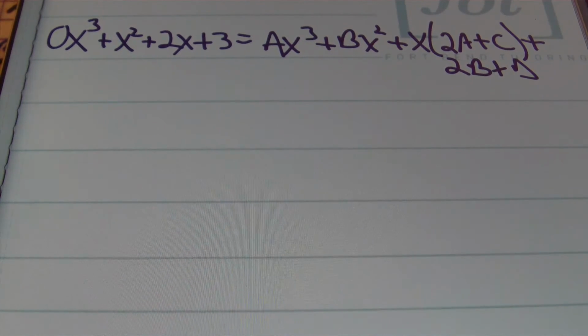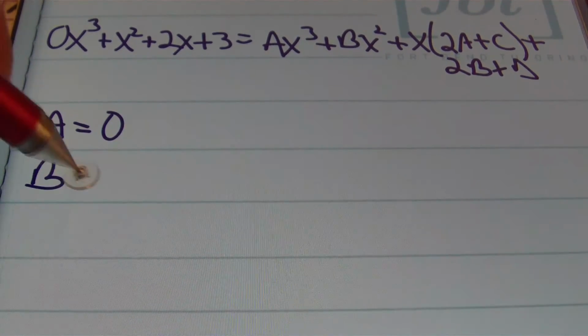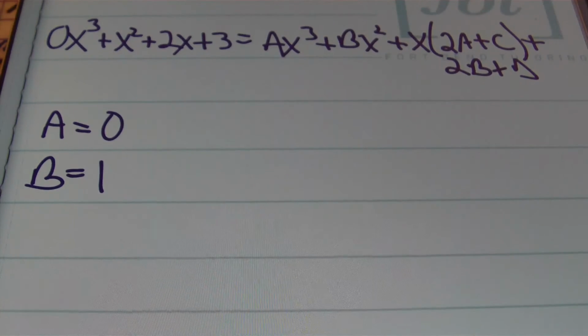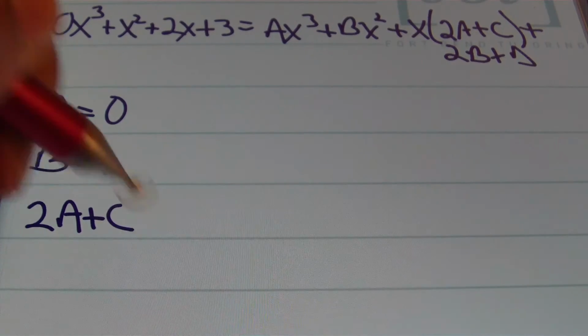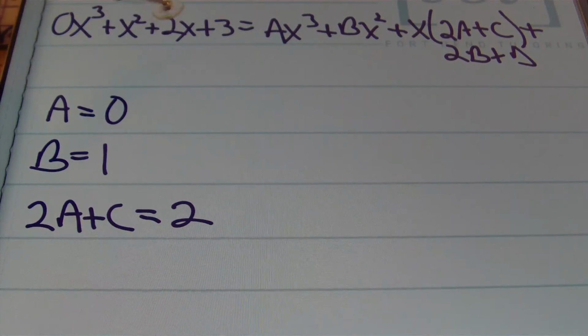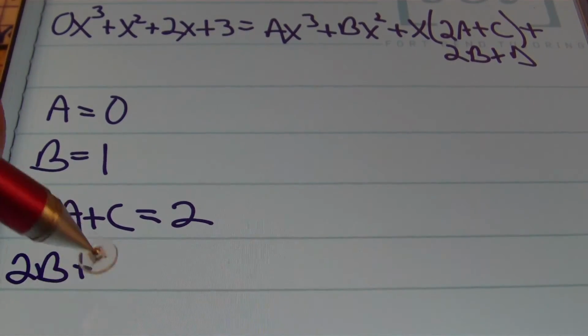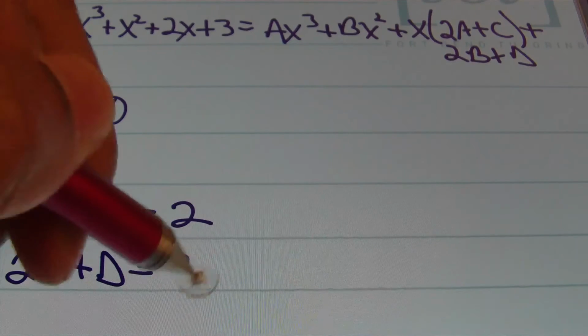Okay, writing our system of equations, we're going to start out with the x³ term. And it says that a is going to equal 0. All right, so my coefficient on the x³ is a, and that lines up with 0 being the coefficient of the x³ term here on the left side of the equal sign. Then moving on to the x² term, I know that b will equal 1. All right, then moving further, we have 2a + c has to equal 2, looking at that x to the first power term. And then finally, I have 2b + d has to equal 3.